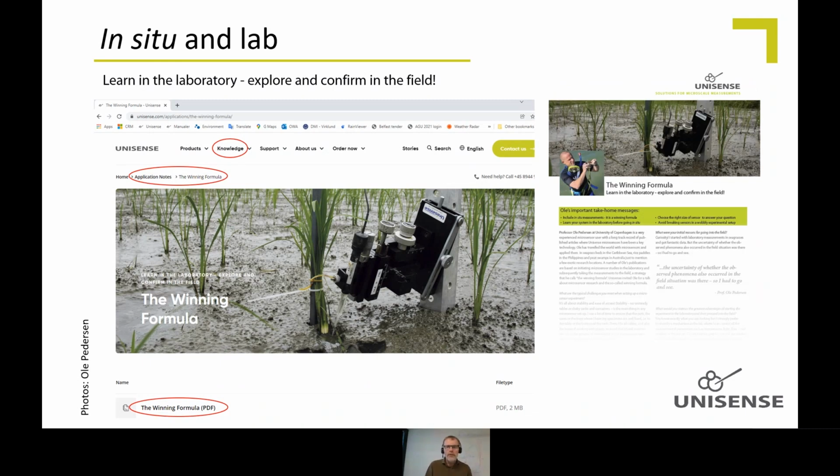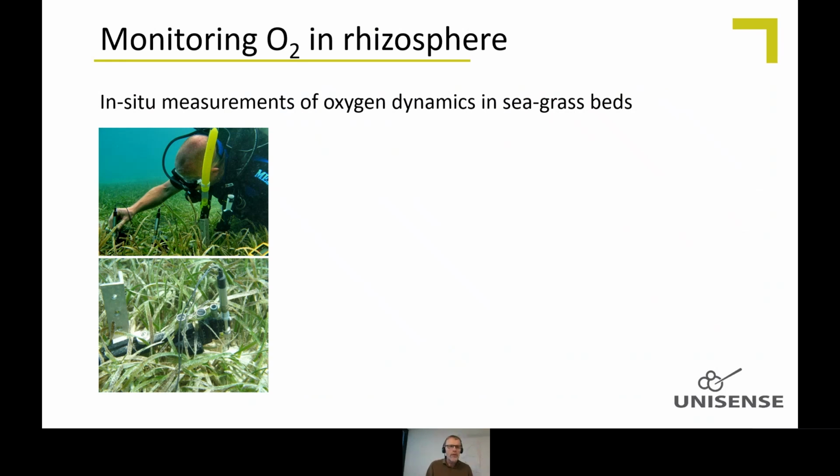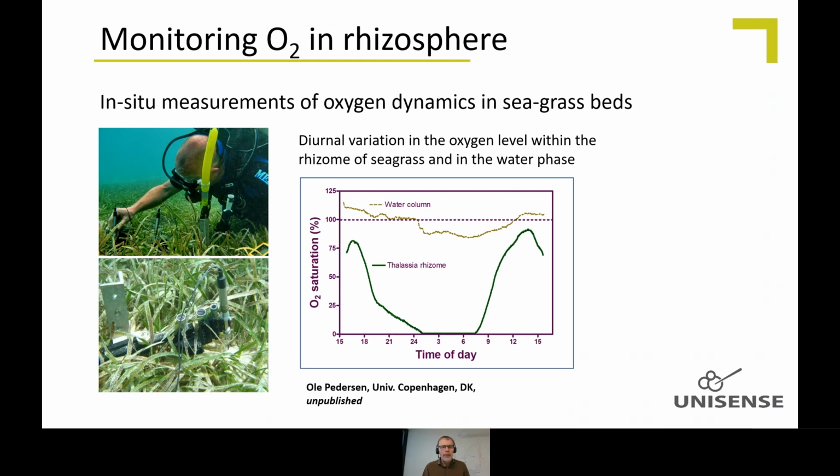And this is the PDF you could download from our website. I'll just show one data set from his work here. He's diving in a seagrass bed, placing oxygen microsensors. He has again this micromanipulator here, the sensors in the in situ amplifier for underwater use. And what he was measuring is he had a sensor in the water column, so measured oxygen concentration as a function of the time of the day. So from 3 in the afternoon one day to 3 in the afternoon the next day.